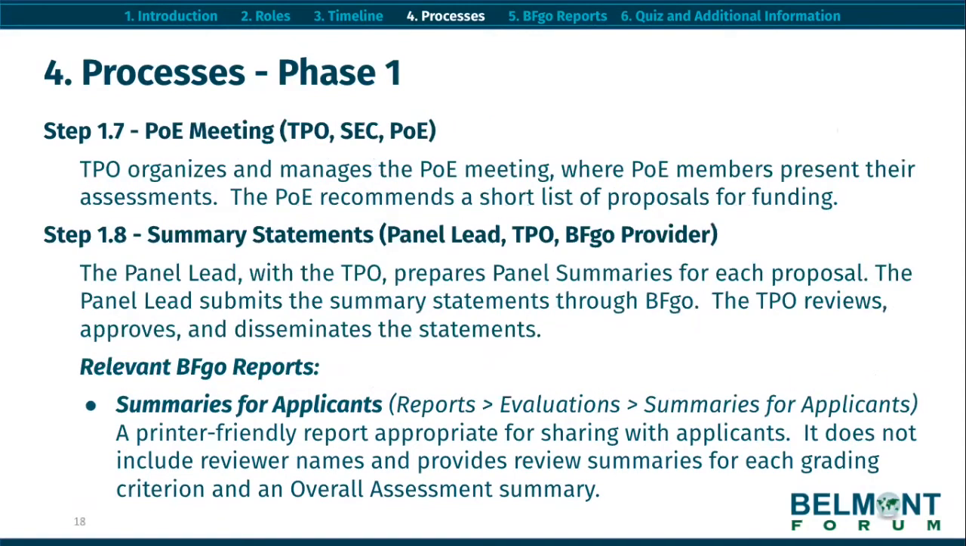The Thematic Program Office organizes and manages the Panel of Experts meeting, where Panel of Experts members present their assessments. The Panel of Experts recommends the short list of proposals for funding. The panel lead, with the Thematic Program Office, prepares panel summaries for each proposal. The panel lead submits the summary statements through BFGO. The Thematic Program Office reviews, approves, and disseminates these statements. The summaries for applicants in BFGO report mentioned in the previous slide is relevant for this step as well.